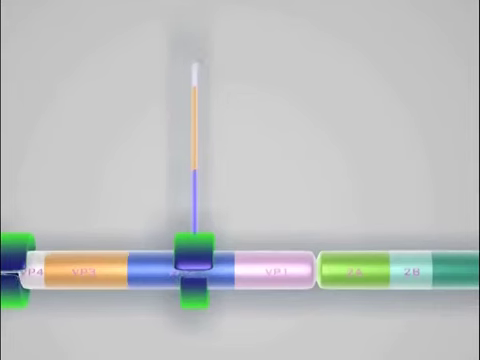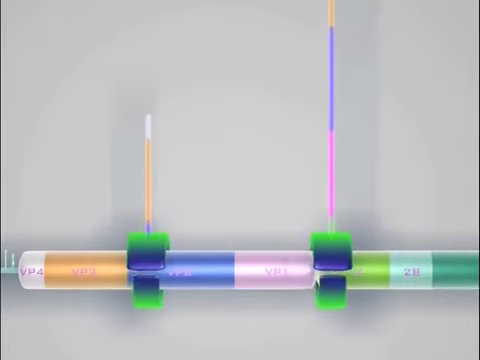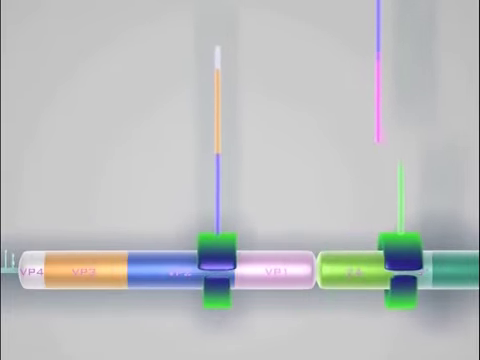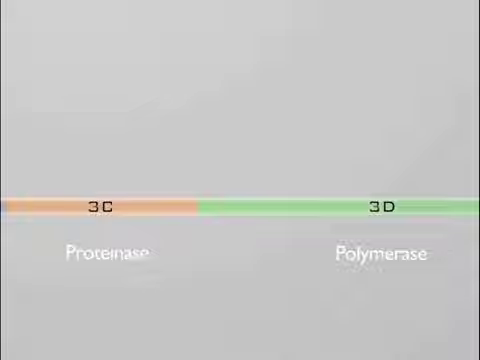Some of the cleavages are co-translational. In other words, they take place while the ribosomes are still translating, thus generating immediately active viral proteins. Eventually, and at different stages, all the polyprotein products will be cleaved into individual proteins or protein precursors with various functions and properties. For example, 3C is a proteinase and 3D is the polymerase.